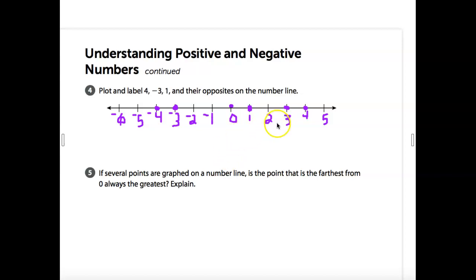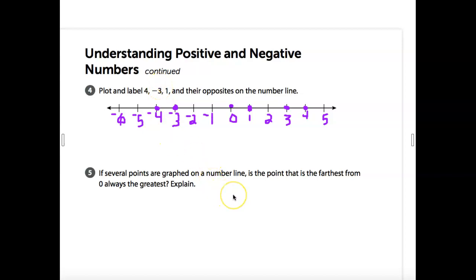We know that the opposites are the same distance from 0. So 1, 2, 3, 4 is 4 away from 0, and its opposite, 1, 2, 3, 4, is 4 to the left of 0. Same for -3, 3 to the left. The opposite is 3 to the right. All right, so you plot the opposite of 1.